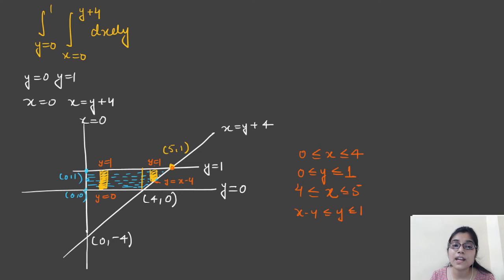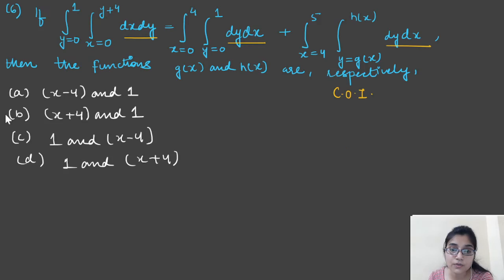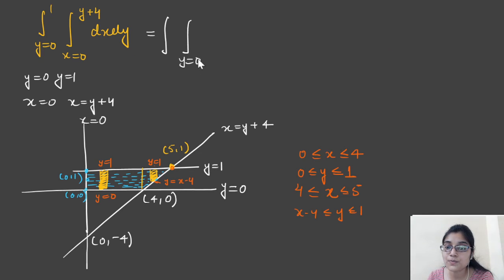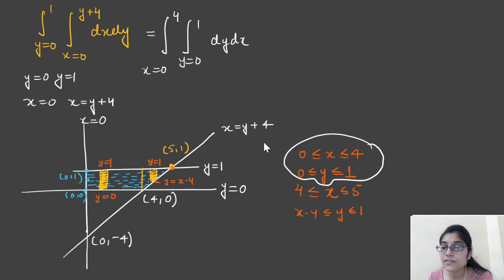And that is why, if you will see, they have changed the order. In the question they have already written from 0 to 4 when x is, y is from 0 to 1. Okay, y is from 0 to 1 whenever x is from 0 to 4, dy dx. And this is what we have written. Just check here. Whenever x is from 0 to 4, y is from 0 to 1.